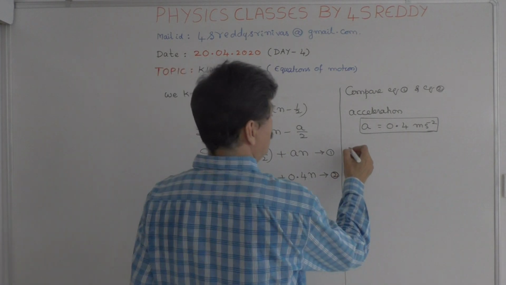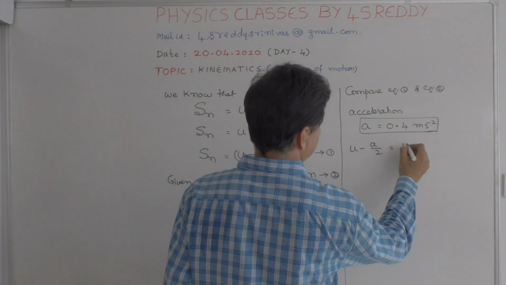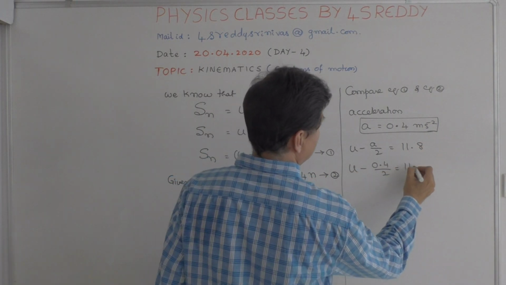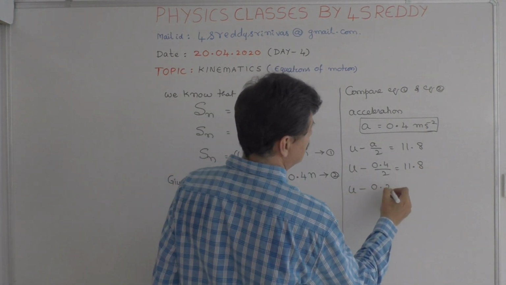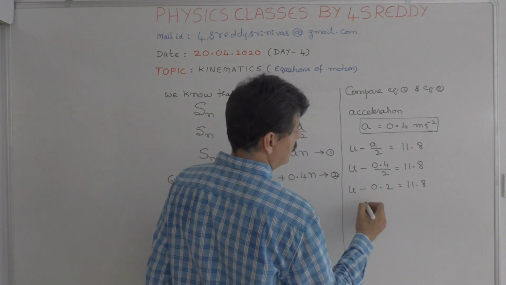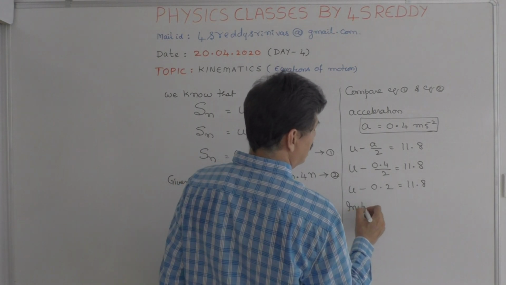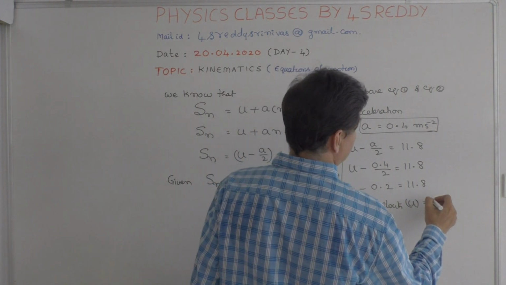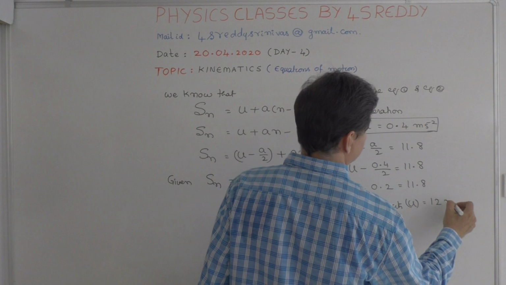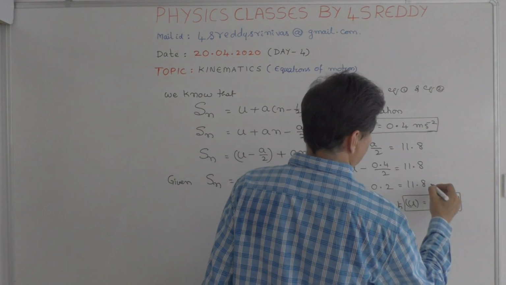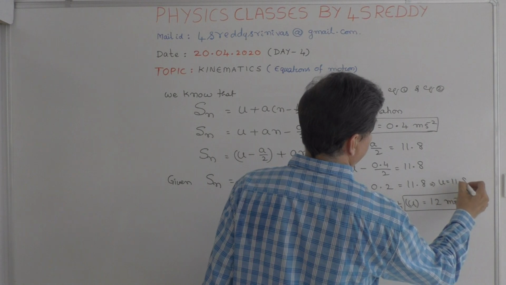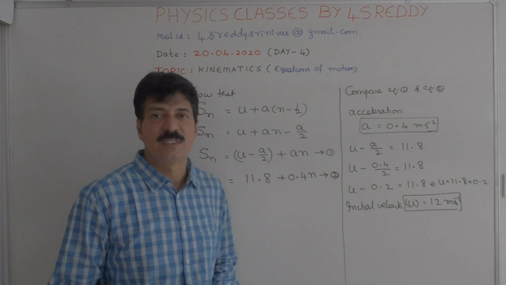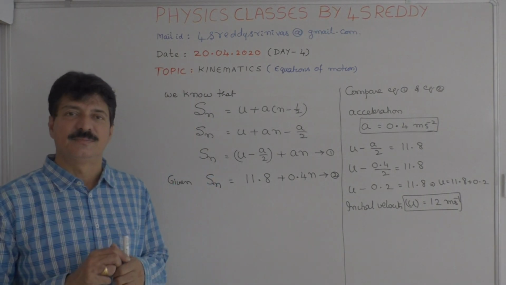Then here u minus a by 2 is equal to 11.8, or u minus 0.4 by 2 is 11.8. So therefore initial velocity u is equal to 12 meters per second, because here u is equal to 11.8 plus 0.2, taking that side. So 12 meters per second is the answer.